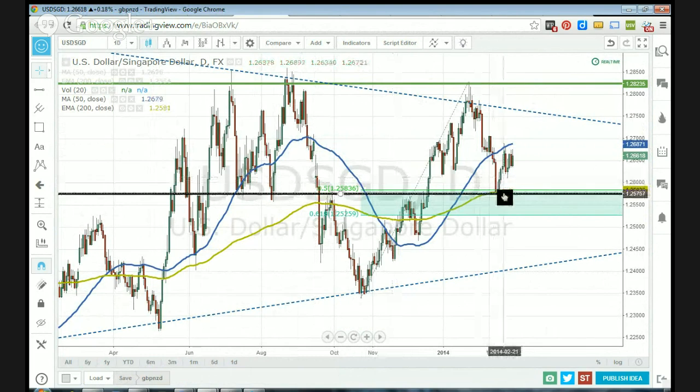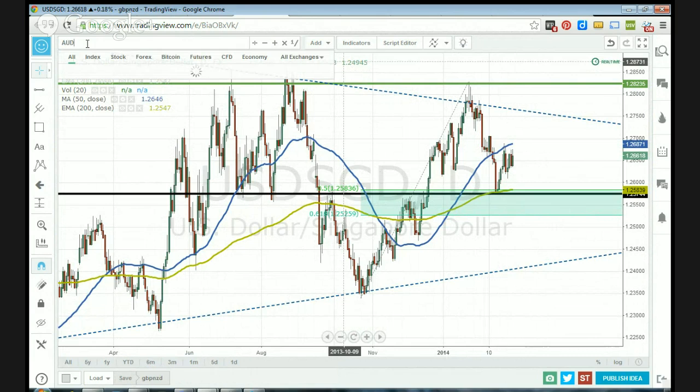One error I made was I should have entered here, but we live and learn. I definitely should have. I got thrown off by seeing these converging blue lines, but it would have made sense from a risk-reward perspective, from a pullback. We had support here, so there was a lot of evidence to enter. I just didn't take it. But that's life. Live and learn. So that's dollar Singapore. Now we are going to the Australian dollar pairs.